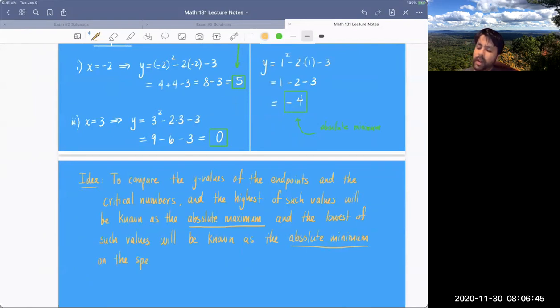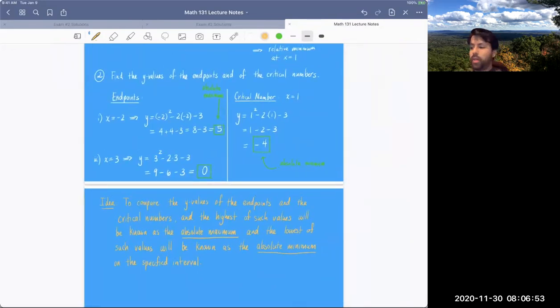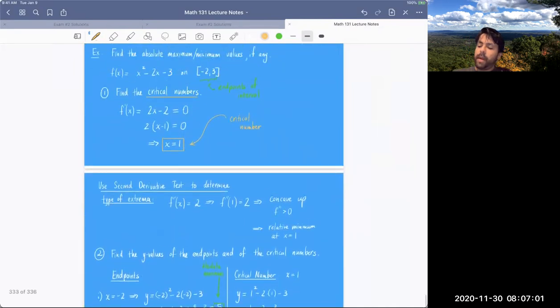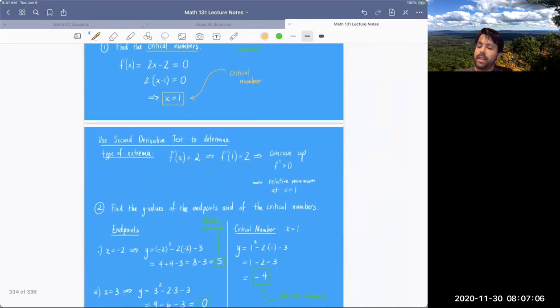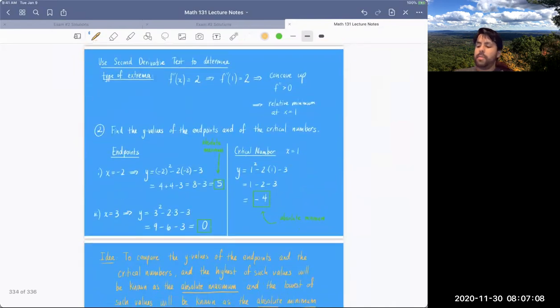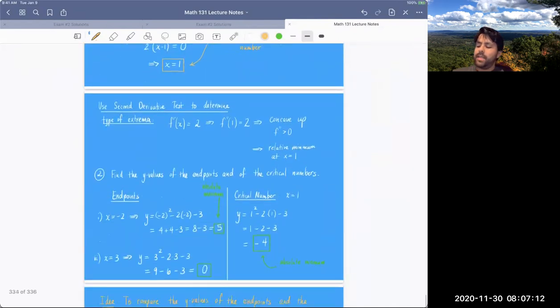So in this case, we're going to care a lot about the interval that they give me. So then we would say the absolute maximum of my function on the interval -2 to 3 is 5, and the absolute minimum on the interval from -2 to 3 is -4.